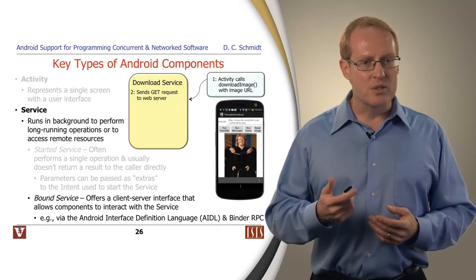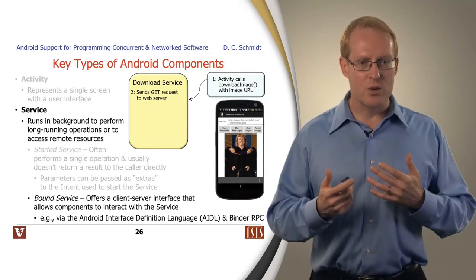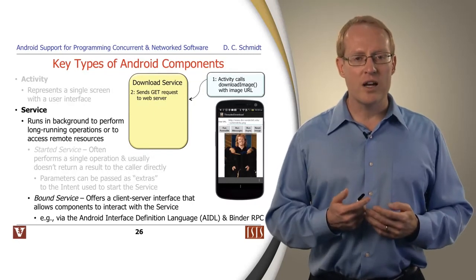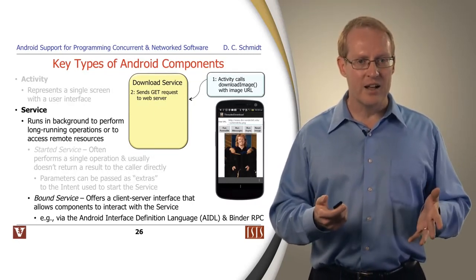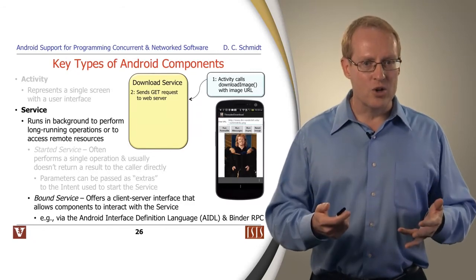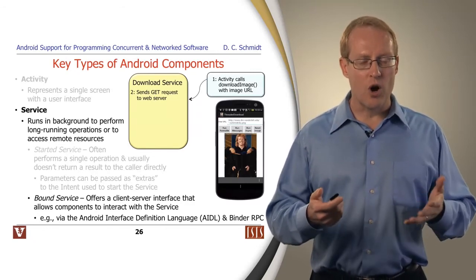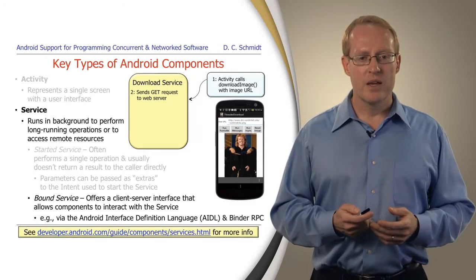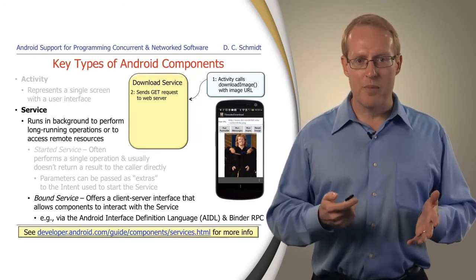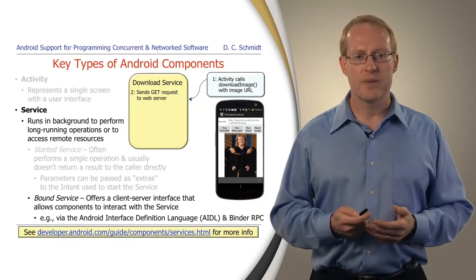Most commonly, those interactions between services or between activities and services are done using something called the Android Interface Definition Language, AIDL, and something called the Binder Remote Procedure Call, or RPC mechanism. And we'll talk more about those shortly. Here's a URL where you can learn more about how services work in Android.